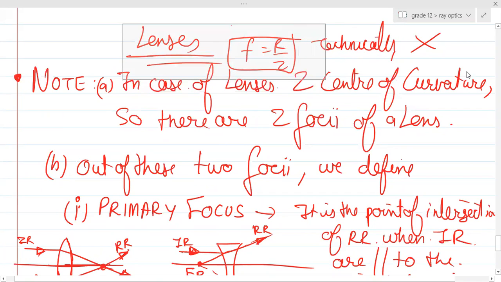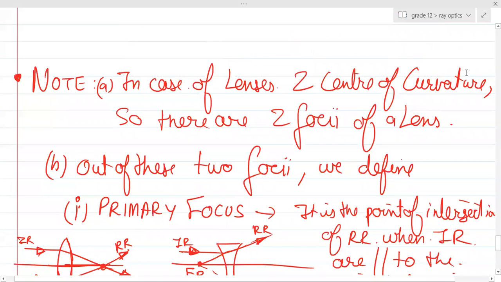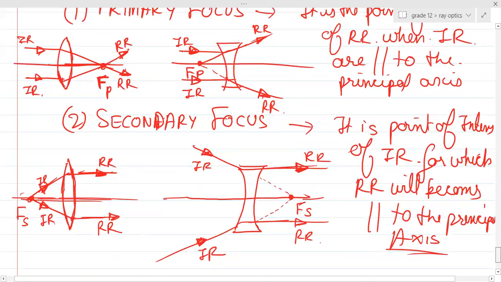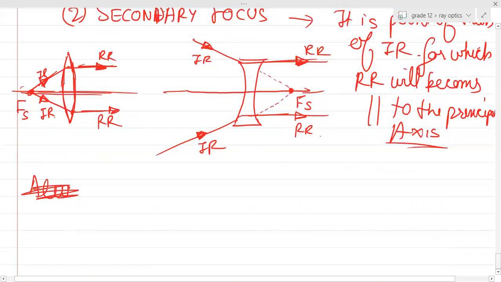In 10th grade, I know everything was simple because your teacher didn't know anything. Or even if they know, they don't tell you people. We try to keep it simple for people in 10th grade. But once you come in 12th grade, a lot more technicalities are there. Is this clear? Yes, sir. Second point clear. Primary focus, secondary focus. Guys? Yes, sir. Okay.